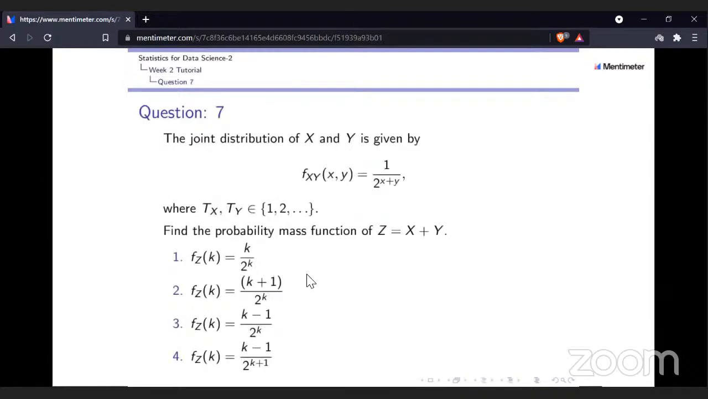So the joint distribution of x and y is given to you, and the ranges of x and y are 1, 2, 3, and so on. Again, z equals x plus y, and you have to find the probability mass function of z.